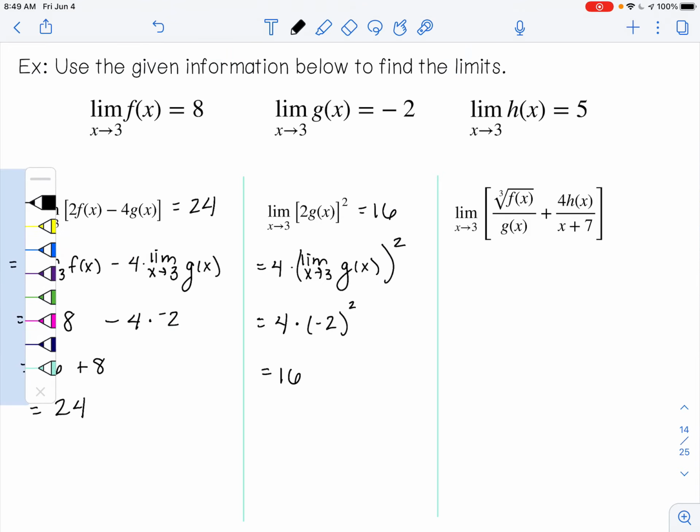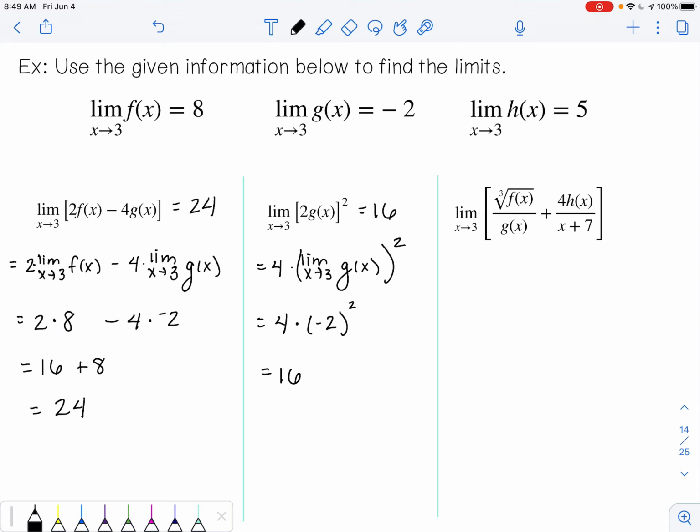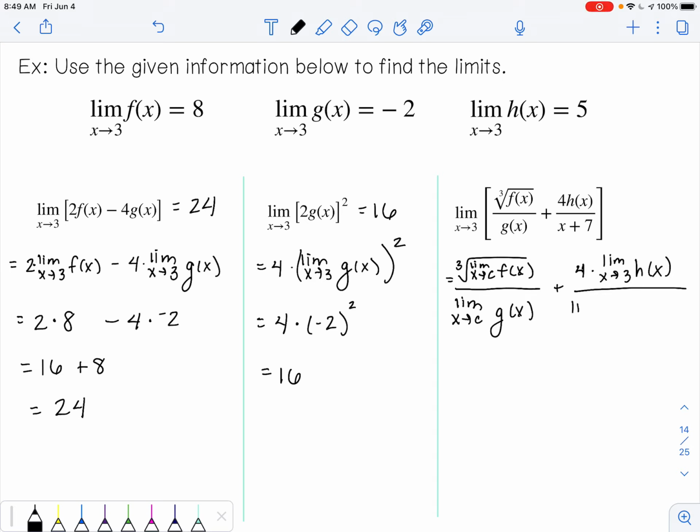All right, our last one combines all 3 of the functions and a bunch of different rules. Okay, so we have the limit as x approaches 3, and we have a cube root in the top. So we're going to have the cube root of the limit as x approaches c of f of x over the limit as x approaches c of g of x. Using our quotient rule, we're just taking the limit of the top and bottom separately. Using our coefficient rule, pull that 4 out front and then take the limit of the function.